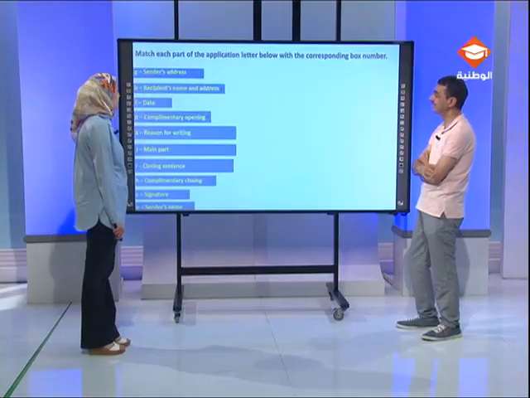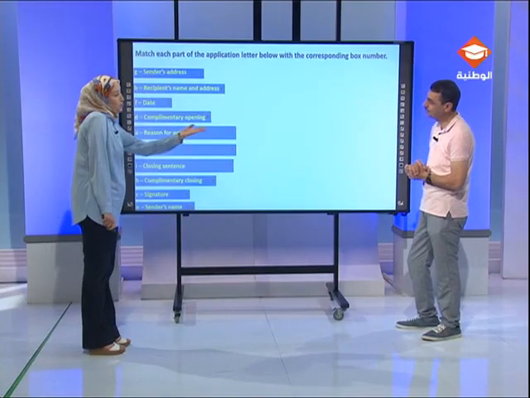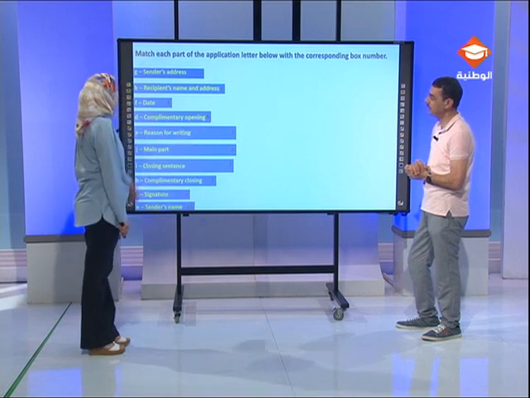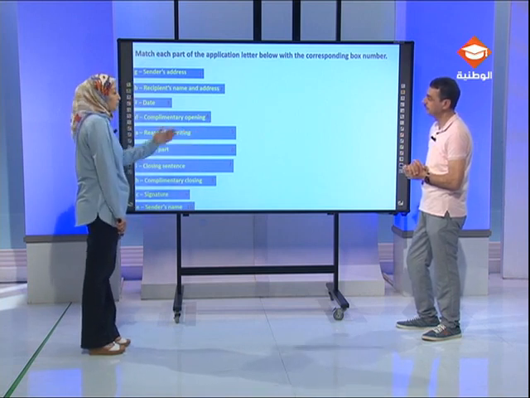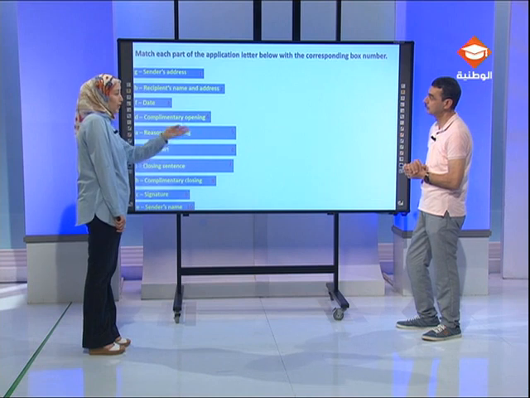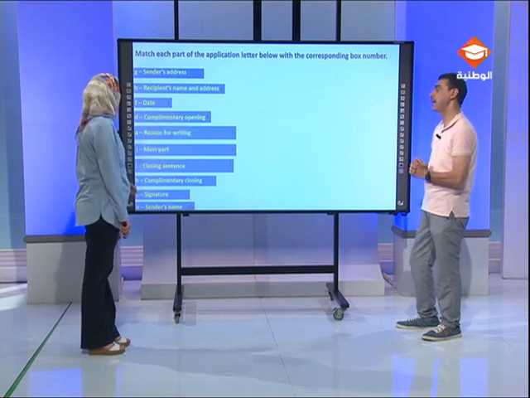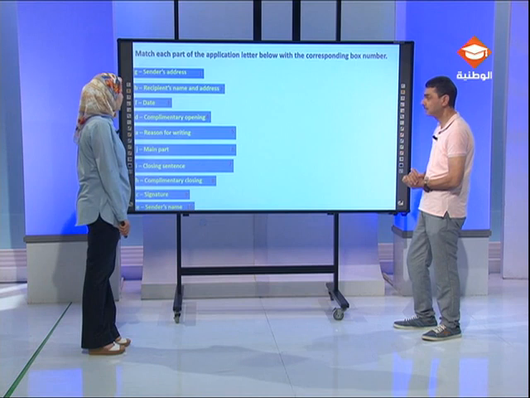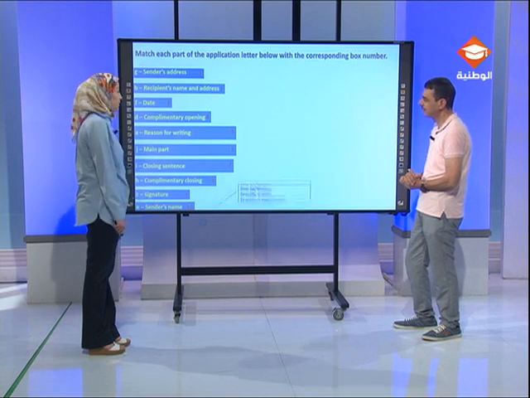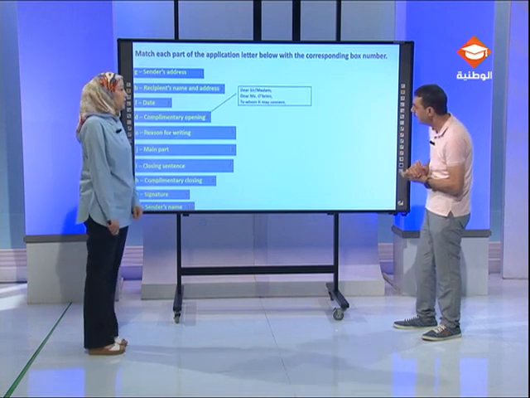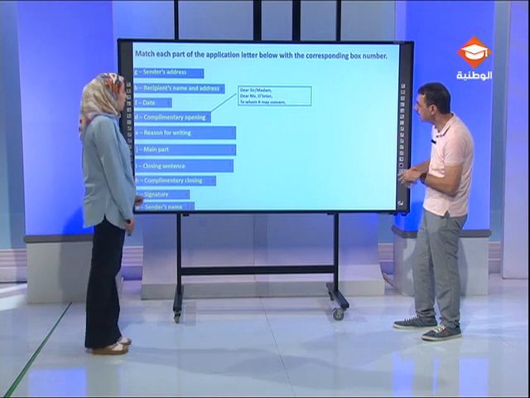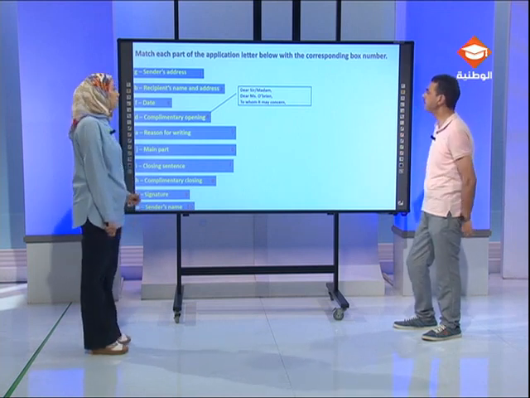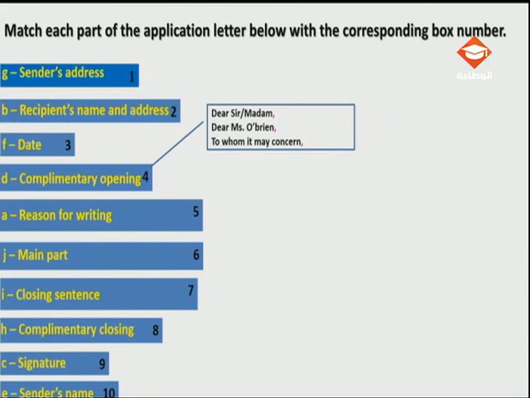Right? So, of course, the first part is the sender's address. Yes. It's your address, so it's easy to guess. Okay. Then the recipient or the receiver's name and address that we usually find, or generally you find, in the job ad itself. And then the date, the complimentary opening, or also we can say greeting. We have 2 ways. Dear Sir or Madam, dear Miss O'Brien, and to whom it may concern.